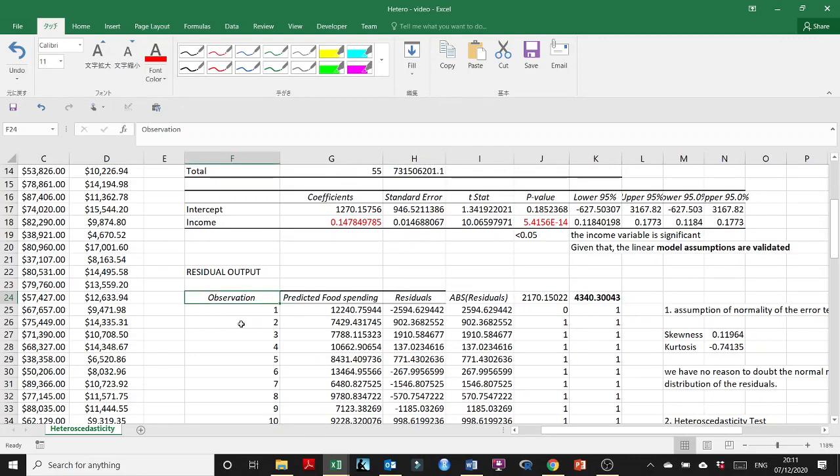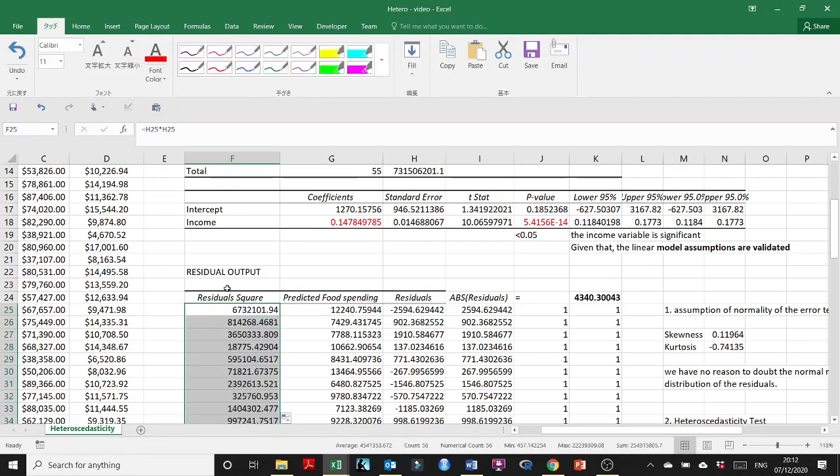Because of space limitation, usually with my students I just work with the standard errors, so I just didn't leave enough space here. For this purpose, I'm just going to add here the residuals squared. I'm just going to square the residuals, so this is the residual times itself. Easy. And this is the residuals squared.